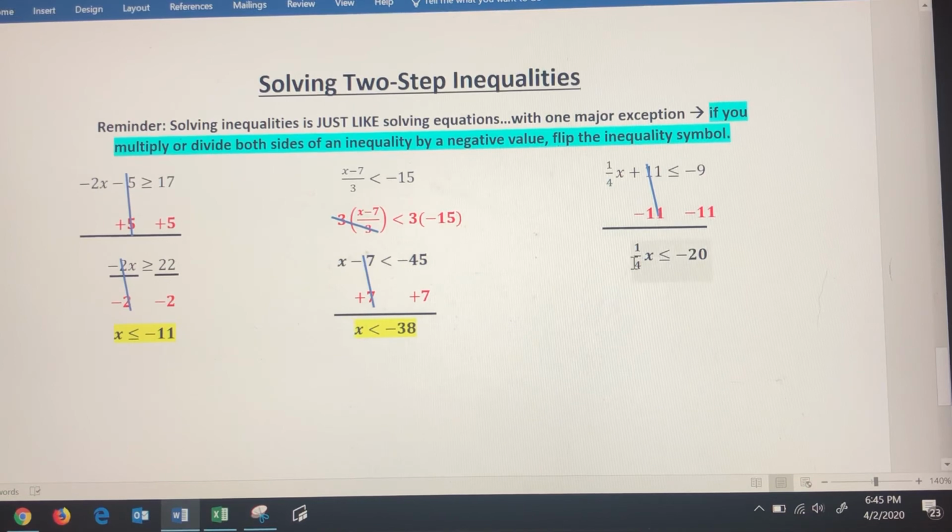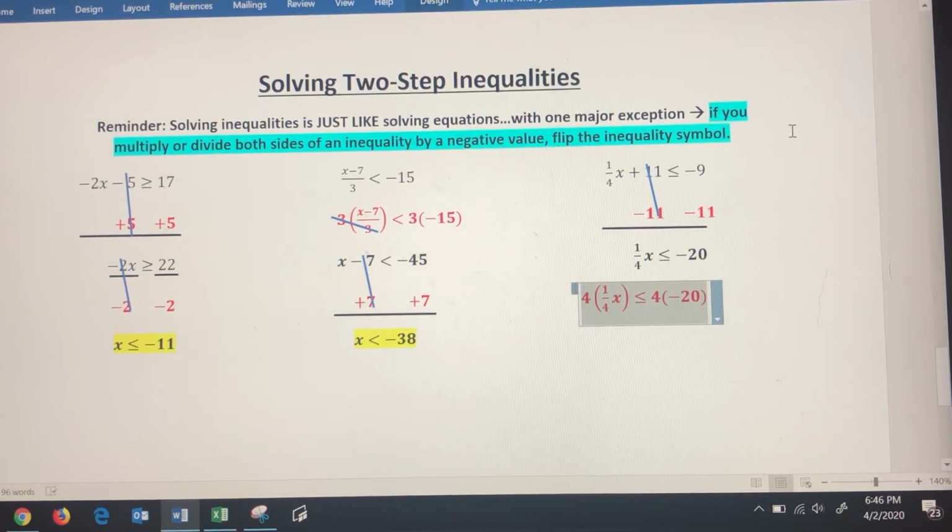If you've got a fraction as a coefficient of a variable, you can multiply by the reciprocal. That'll save you some time in some cases. So we're going to multiply by the reciprocal of 1/4, which is 4 over 1. Whatever I do to the left side, I have to do to the right side. So I'm going to multiply both sides by 4. On the left side, these 4's cancel out, and I'm left with just 1x. On the right side, I've got 4 times negative 20, which is negative 80. I multiplied by a positive 4, so the inequality symbol remains the same. And my final answer is x is less than or equal to negative 80. And there's solving two-step inequalities.